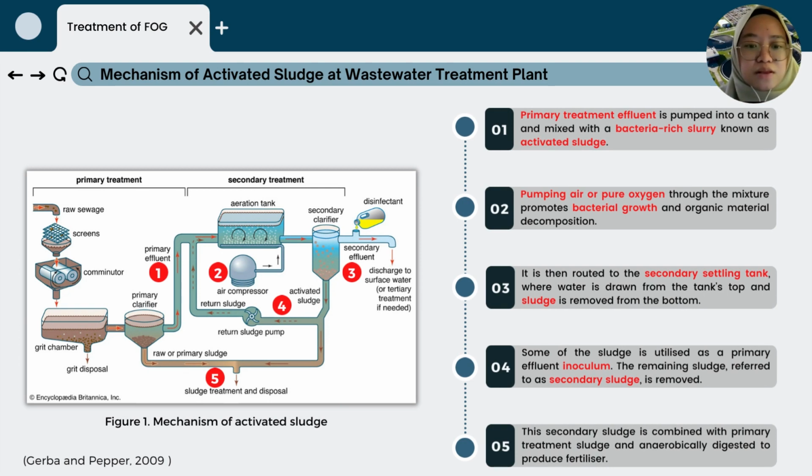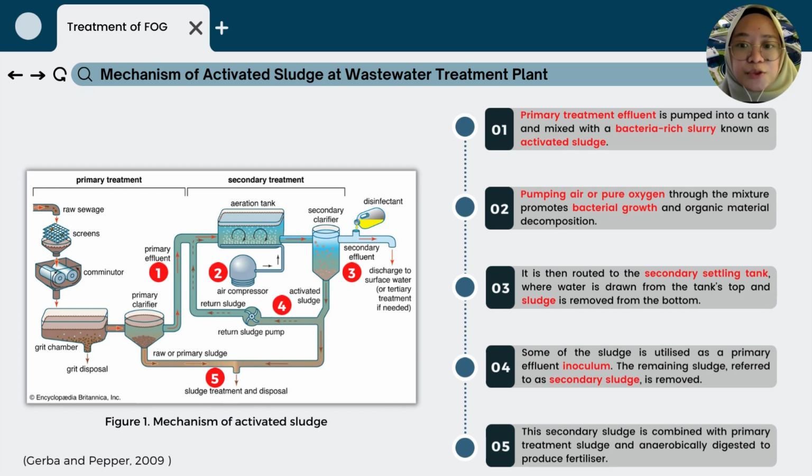The diagram shows the mechanism of activated sludge starting from the primary treatment to the secondary treatment. So the first step is primary treatment effluent is pumped into a tank and mixed with a bacteria-rich slurry known as activated sludge. Then, pumping air or pure oxygen through the mixture promotes bacterial growth and organic material decomposition.